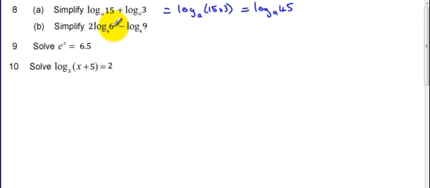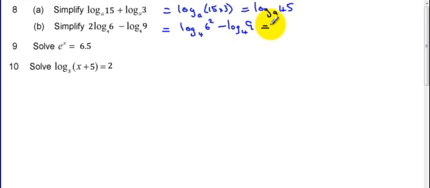2 log to the base 4 of 6 minus log to the base 4 of 9. First of all, the third law of logs tells us we can take this 2 and bring it into the log as a power. So this is log to the base 4 of 6 to the power 2 minus log to the base 4 of 9.